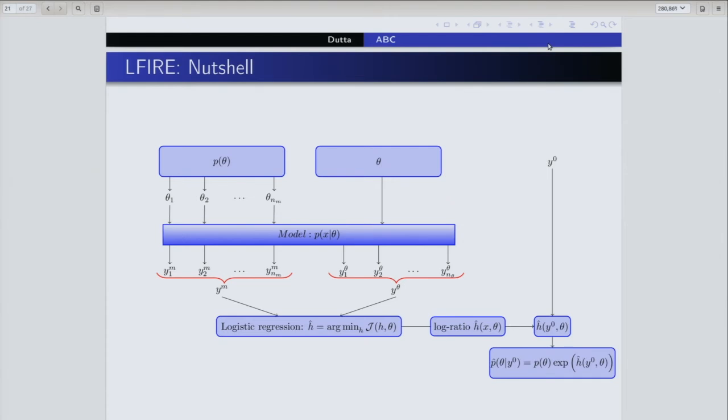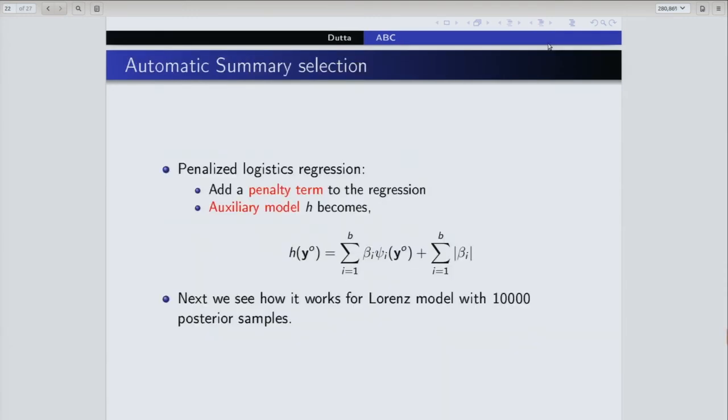And using these, you do a logistic regression. And this logistic regression gives you an estimate h hat by minimizing. And this part you can do with any software you have. It gives you a log ratio h hat, and then you just plug it into this function, and this gives you an estimate of the posterior distribution. So in a sense, it gives you a direct approximate estimate to the posterior distribution. So this is the whole algorithm. We call it L-FIRE in a nutshell.